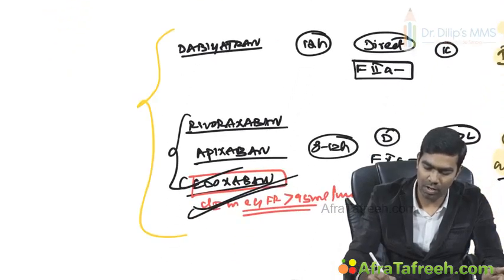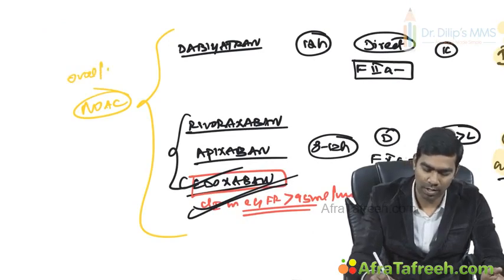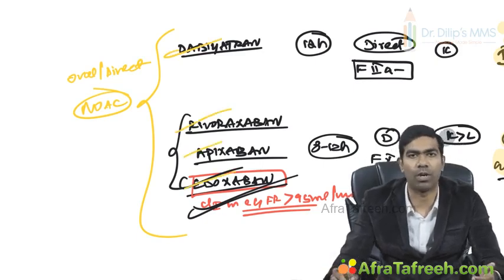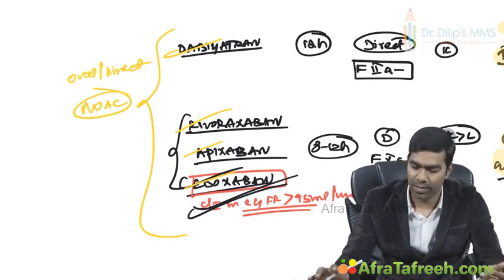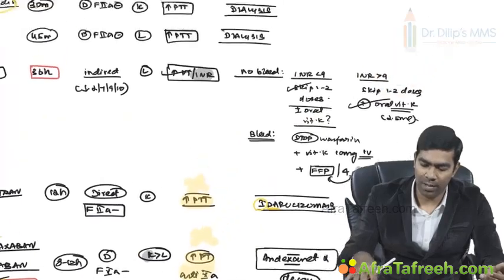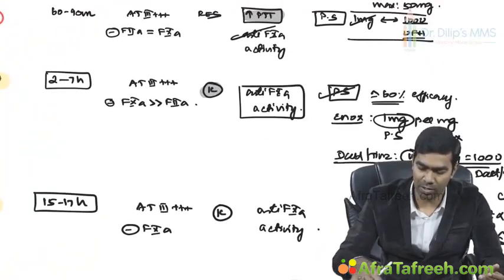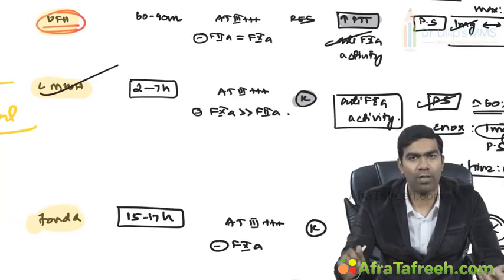Dabigatran and the others come under novel oral anticoagulants, which means these are oral and direct drugs. Dabigatran, rivaroxaban, apixaban, edoxaban are the four most important NOACs. So these are things that you have to understand. A lot of things are there. My concern will be on anti-factor 10A levels only, because currently we are using low molecular heparin in a lot of clinical scenarios.